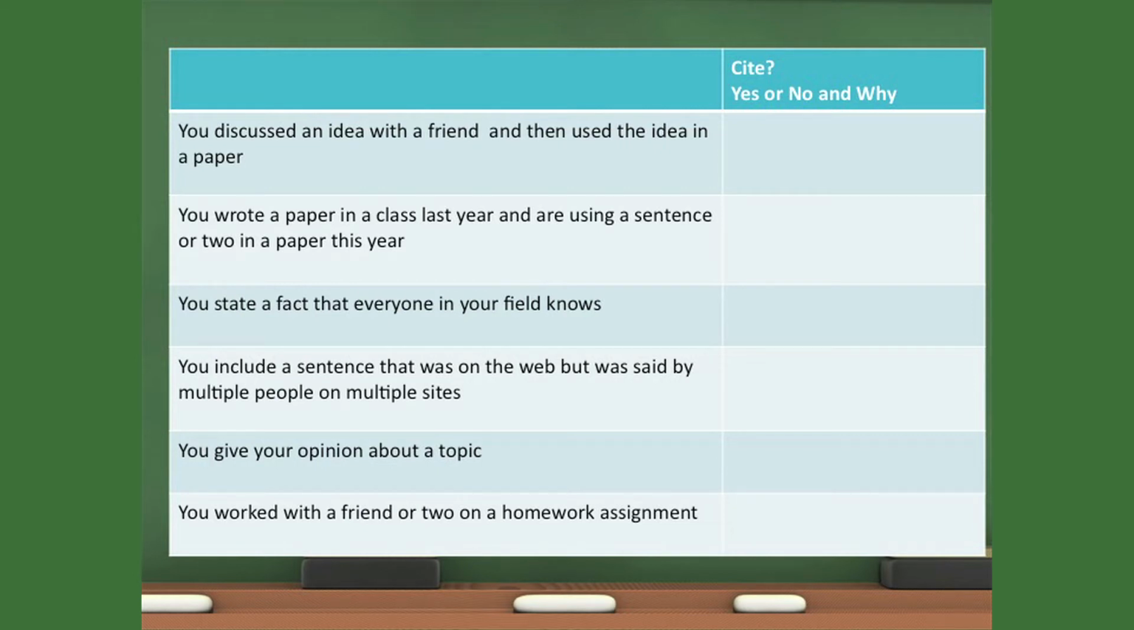Okay, you can use your true-false signs again. You're going to hold up true if you need to cite something, and you'll hold up false if you don't need to cite in this particular situation. So true or false, you discussed an idea with a friend and then used the idea in a paper. True, you have to cite it. False, you don't. 5, 4, 3, 2, 1.